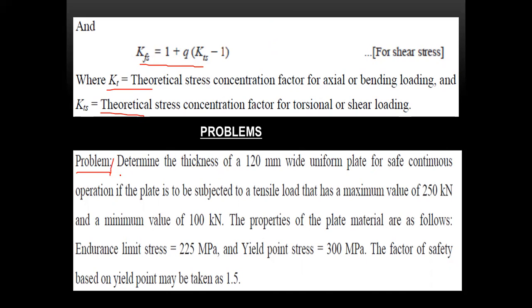Problem 1. Determine the thickness of a 120 mm wide uniform plate for a safe continuous operation. If the plate is subjected to a tensile load that has a maximum value of 250 kilonewtons and a minimum value of 100 kilonewtons. The properties of the plate material are: endurance limit stress is equal to 225 MPa, yield point stress is equal to 300 MPa, and the FOS is equal to 1.5.